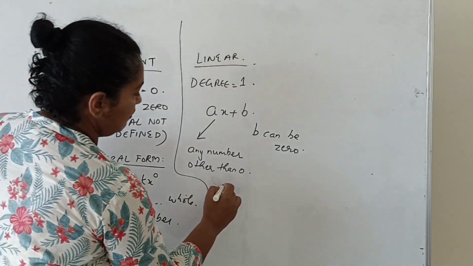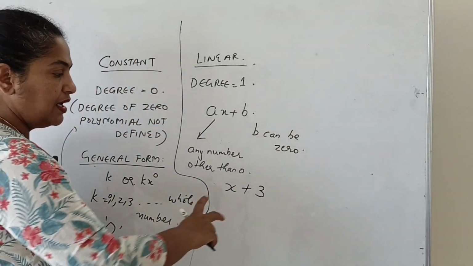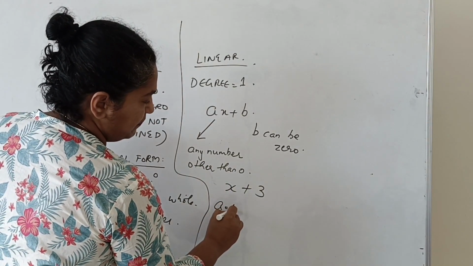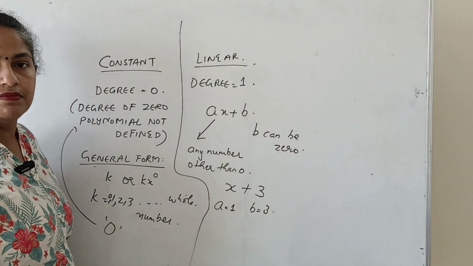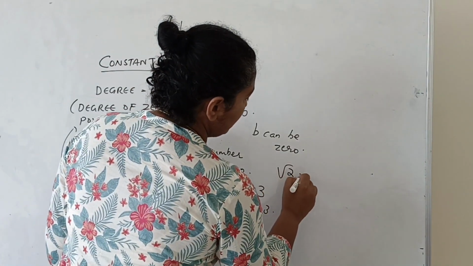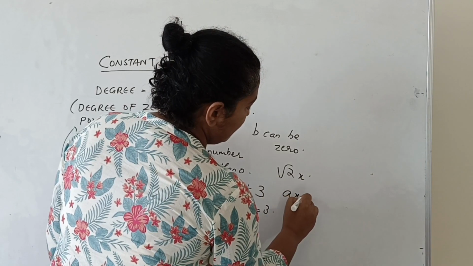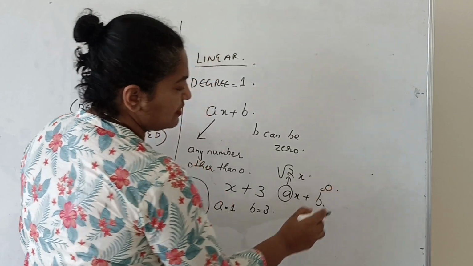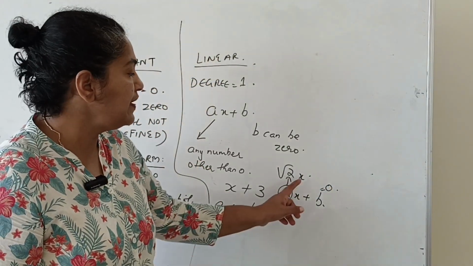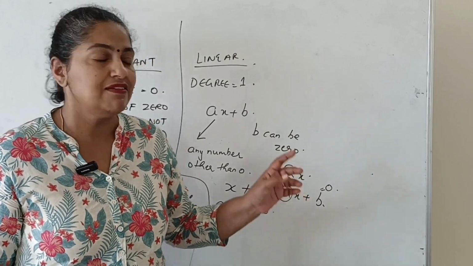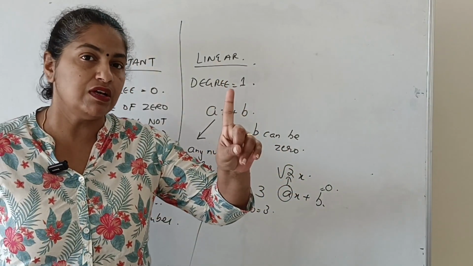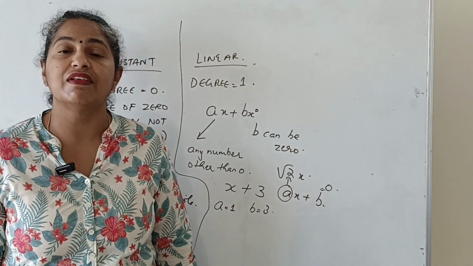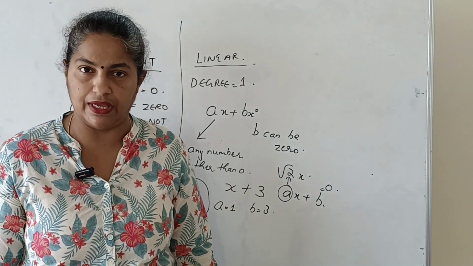So for example, if you have x plus 3, compare x plus 3 with this general form. What can you say? The value of a is 1. The value of b is 3. Let us take another example. Root 2x. Compare this with ax plus b. The value of a is root 2 and the value of b here is 0. We don't have the b term. All these are examples of linear polynomials, but this is a general form where the first term has a degree of 1 and the second term is a constant having a degree of 0. ax plus b is a general form of a linear polynomial.